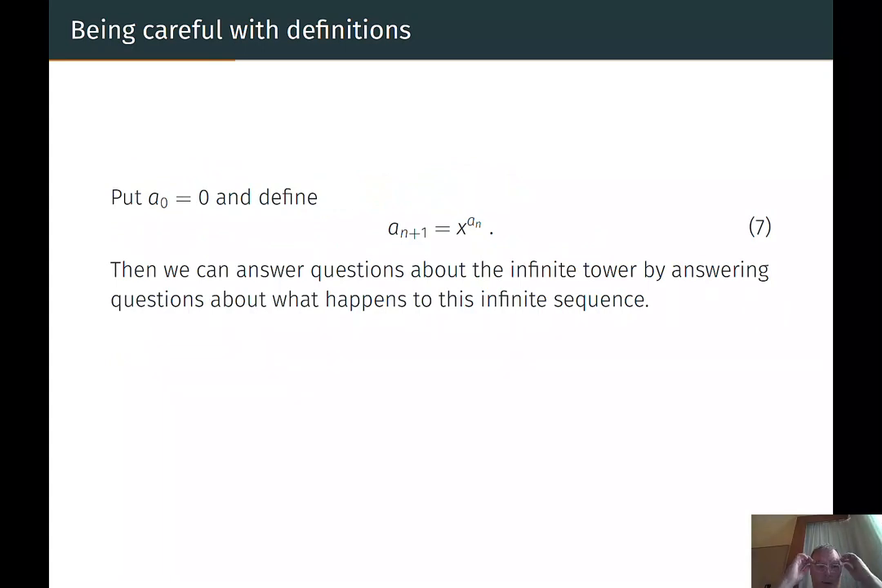Now, in order to fix this, we have to be more careful. I mean, one way to do it is to replace that infinite tower with a sequence. So we put a0 equal to 0, and we define a(n+1) as x raised to the power a(n). And it's important to do it in that order. Then we can answer questions about that infinite tower by answering questions about what happens to this infinite sequence.